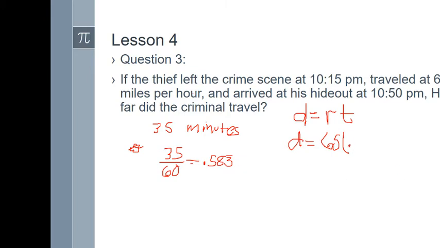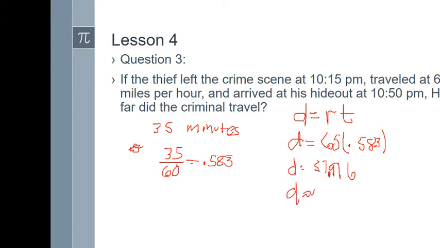All right, so now I'm going to multiply that by 0.583. That's close enough for me. We don't need to carry out a whole bunch of threes. Then we just multiply this by 65, because he was going 65 miles an hour. And I get that the thief traveled 37.916, and so I'm going to round that to 38.